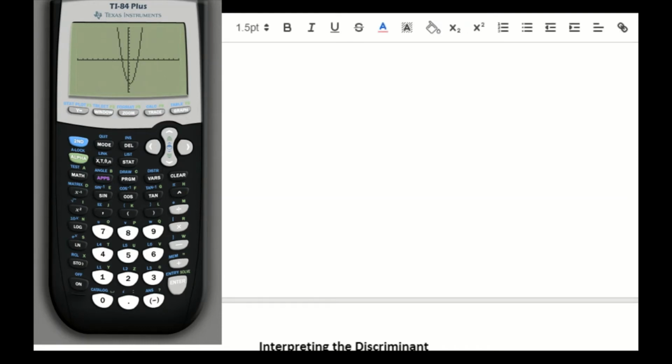My a value here is 0.5. My b value is, okay, here's another one where we don't see a number in front of the variable, so that coefficient is assumed to be 1. C is negative 10. And now we're ready to go on our journey for another ultimate method of solving quadratics, the quadratic formula.